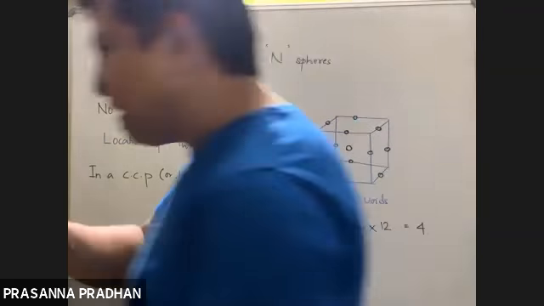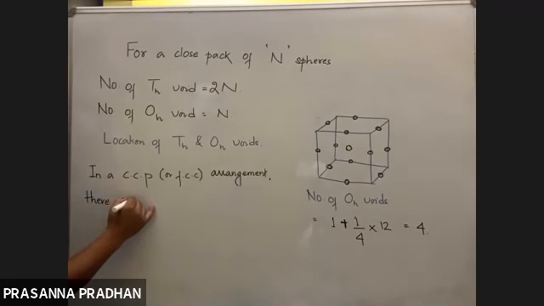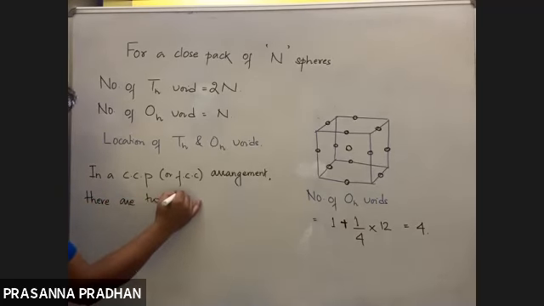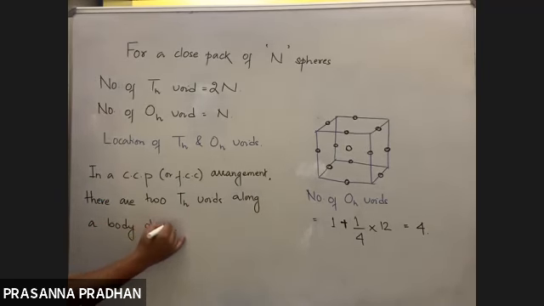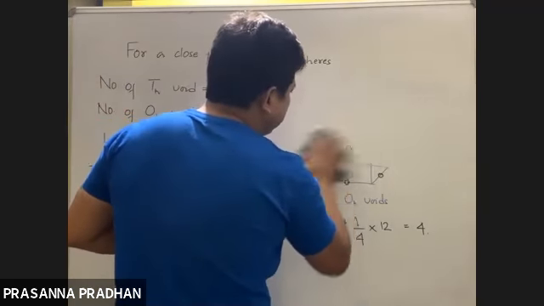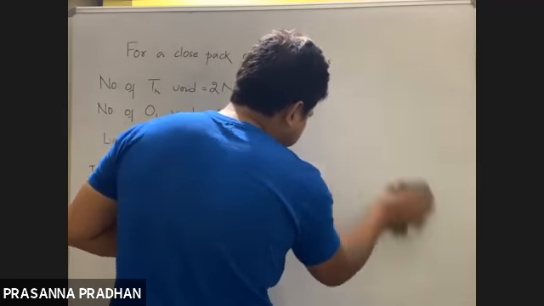In a CCP arrangement, remember there are 2 tetrahedral voids along a body diagonal. There are 2 tetrahedral voids along a body diagonal. What does that mean? How many body diagonals are there in a unit cell?